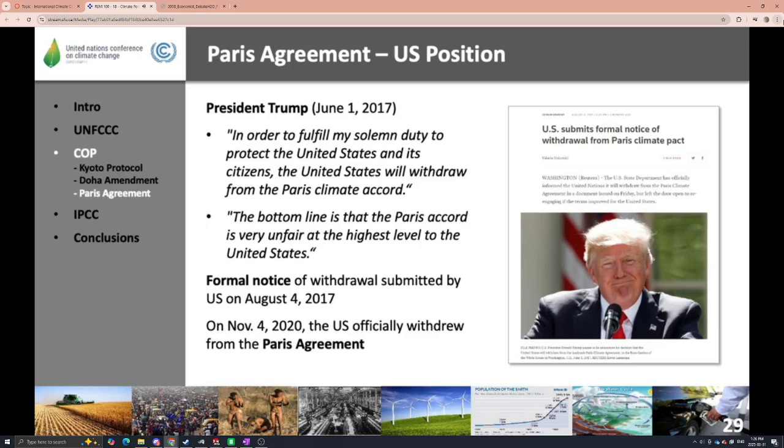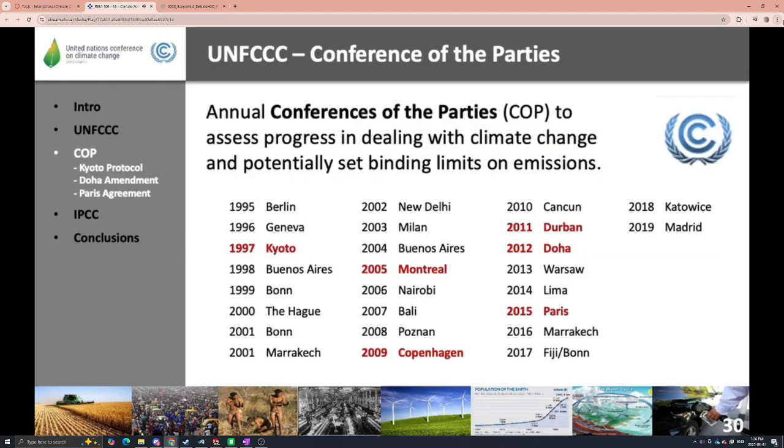After the 2020 election, Joe Biden, of course, won the presidency, and in his first few days of office, he re-signed, or actually withdrew their withdrawal, meaning that the United States is back in the Paris Agreement. That brings us to today. So let's briefly recap the sequence of events.